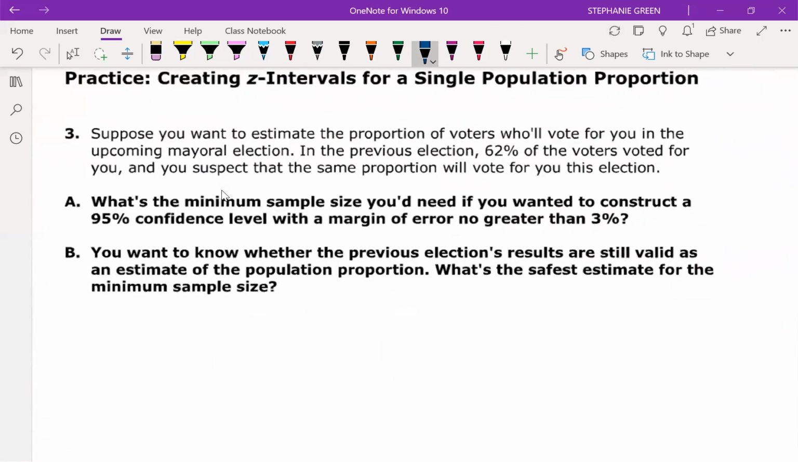All right, next, number 3. Suppose you want to estimate the proportion of voters who will vote for you in an upcoming mayoral election. In the previous election, 62% of the voters voted for you, and you suspect the same proportion will vote for you in this election. A, what is the minimum sample size you'd need if you wanted to construct a 95% confidence level with a margin of error no greater than 3%?